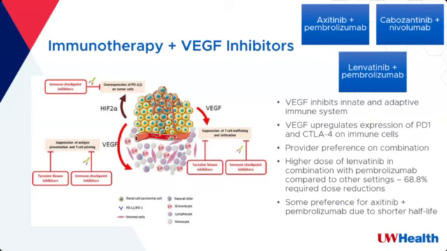As far as which combination to use, this really comes down to provider preference. The one thing to consider is we do see that higher dose of lenvatinib in combination with pembrolizumab, and this has led to difficulty in tolerating this combination. So almost 70% of patients require dose reductions of lenvatinib when on this combination. So just something to keep in mind. And I have seen some preference for axitinib with pembrolizumab, again, due to that shorter half-life with axitinib and that quick on-off if we need to use it.